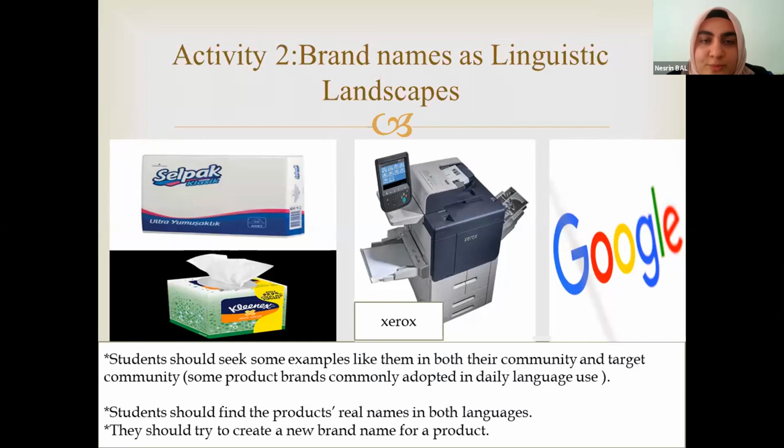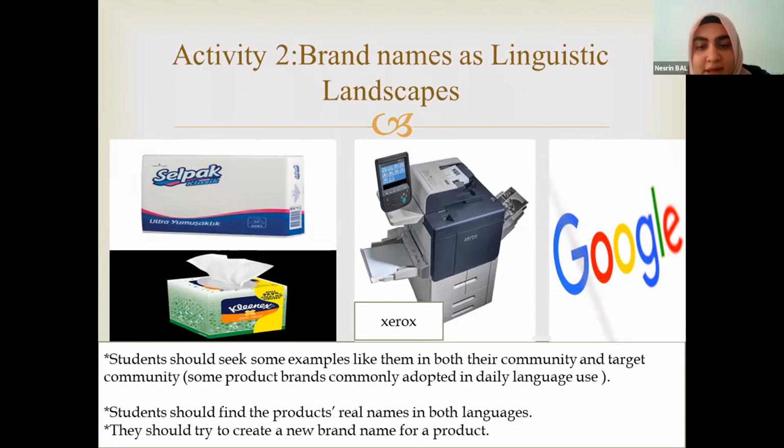And the second group activity is brand names as linguistic landscapes. Briefly, I will talk about what I did with students. As we know, some product names are used actively in our daily language. For example, Selpak is a brand name, but in Turkey we use it instead of peçete in Turkish. Or Kleenex, it's a brand name in the USA, but instead of saying tissue, the people there say Kleenex.